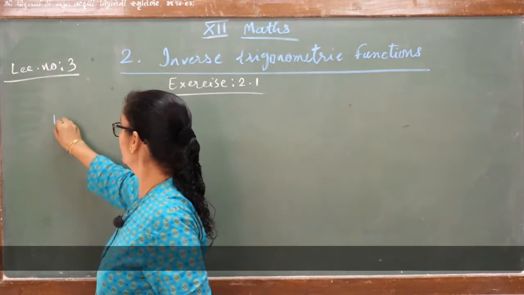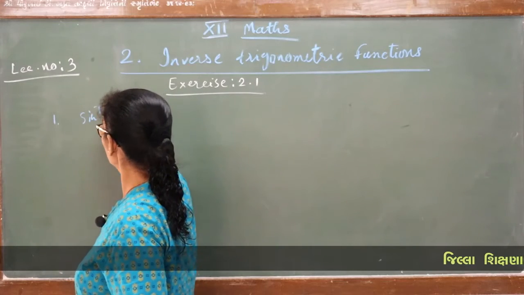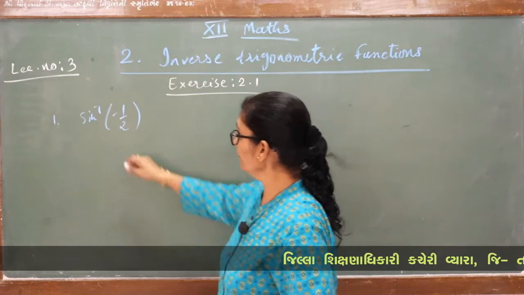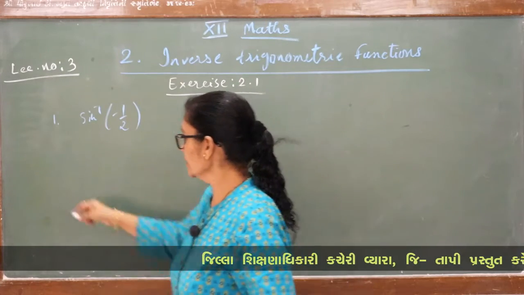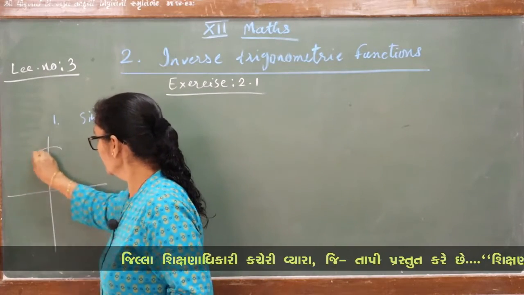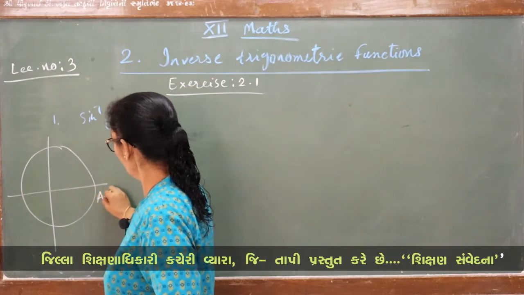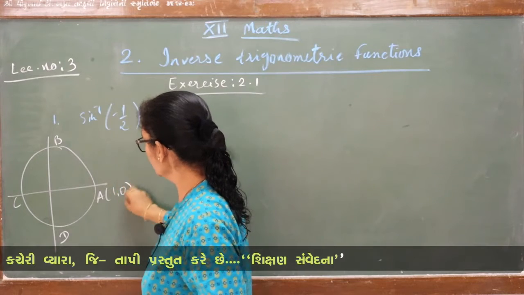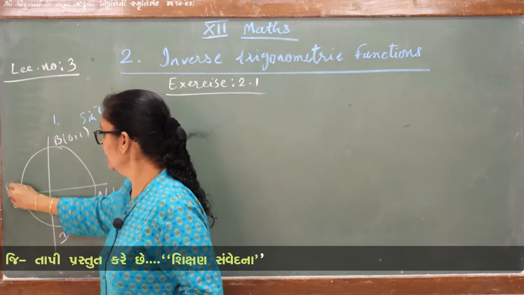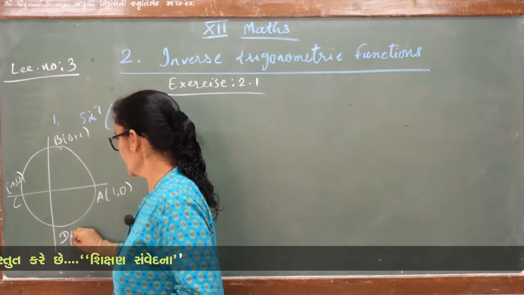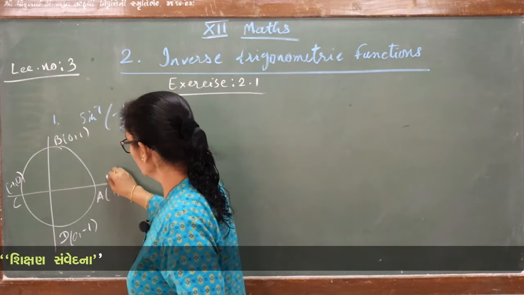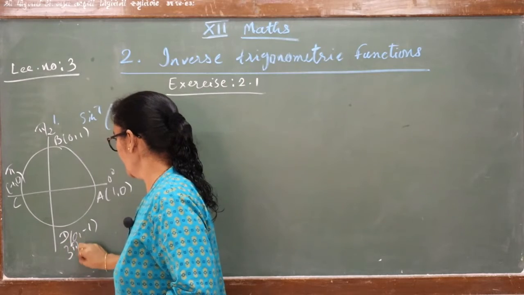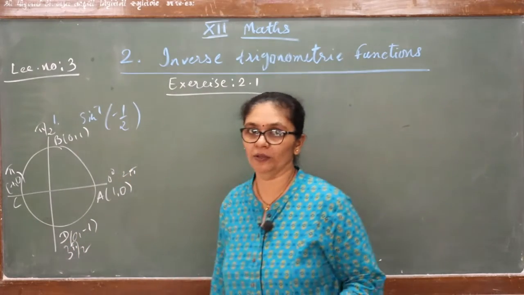Our first question of 2.1 is sine inverse minus half. Now see, in sine inverse minus half, here we have a minus sign. So if you consider a unit circle, this is our first, second, third and fourth quadrant. This is (1, 0), this will be (0, 1), (-1, 0) and last is (0, -1). This is 0 degree, pi by 2, pi, 3 pi by 2 and here you can consider 2 pi also.